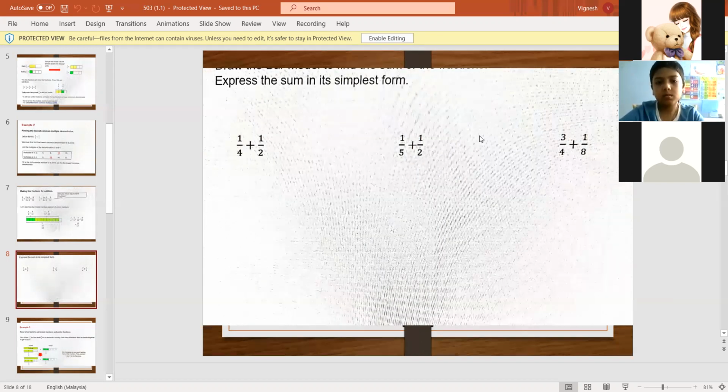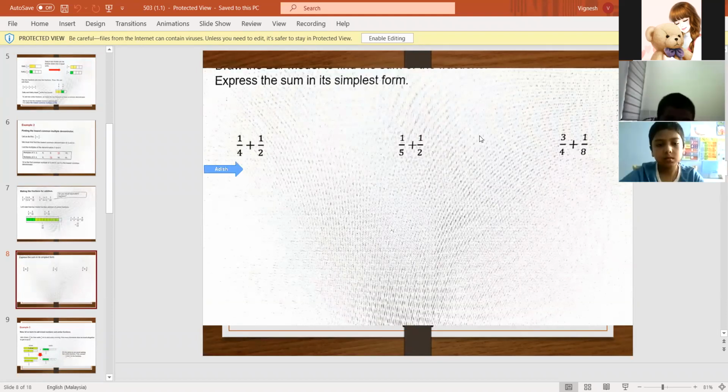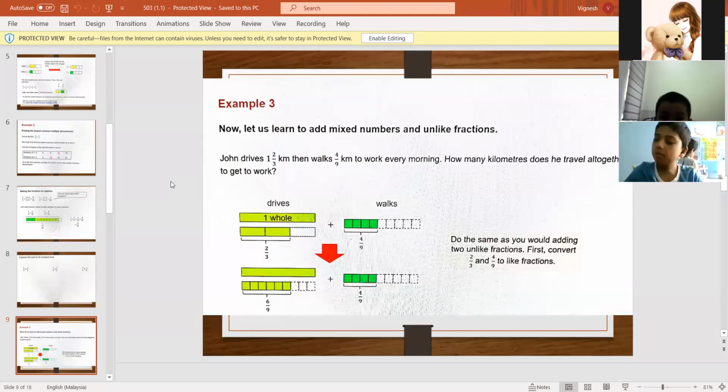Herman? How to make the denominator equal? 4 multiply 2, 3 multiply 2. Very good. Then? Teacher, then it becomes 6/8 plus 1/8. Then is equals to? 7/8. Very good. 7/8.